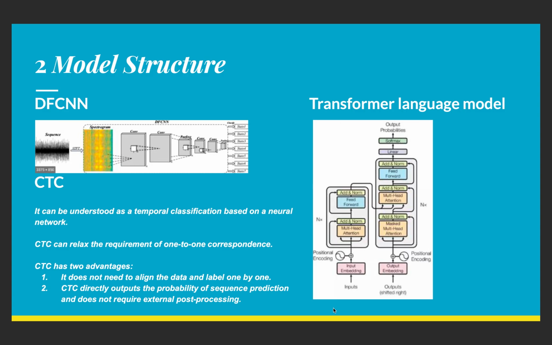And for transformer language model, this model is much faster when it comes to training than CNN than RNN, and its translation result is much better than RNN also. However, and this is from one of the paper I referred.